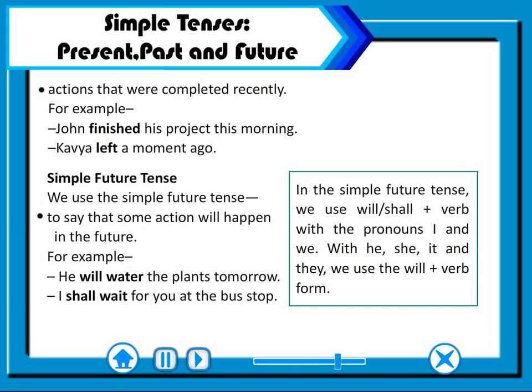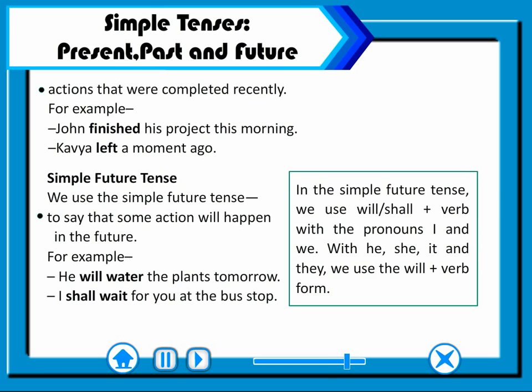Simple future tense. We use the simple future tense to say that some action will happen in the future. For example, he will water the plants tomorrow. I shall wait for you at the bus stop. In the simple future tense, we use will or shall plus verb with the pronouns I and we.